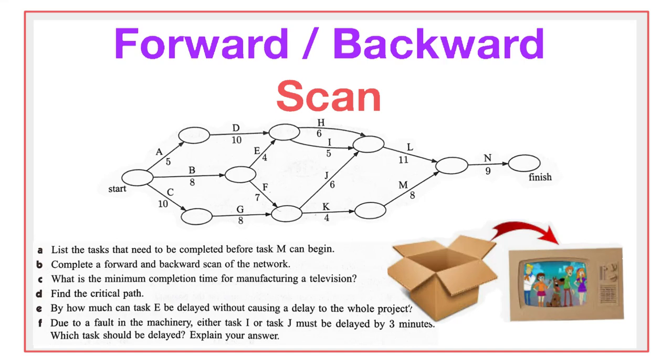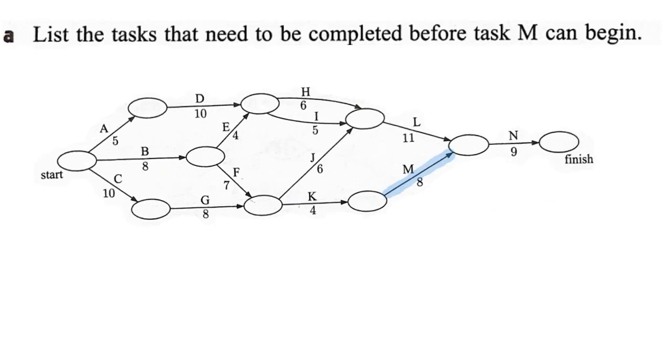This precedence network shows the tasks involved in manufacturing a television at a factory. This question comes from Hazy and Hazy on page 342, question 6. And firstly, we want to list the tasks that need to be completed before task M can begin.